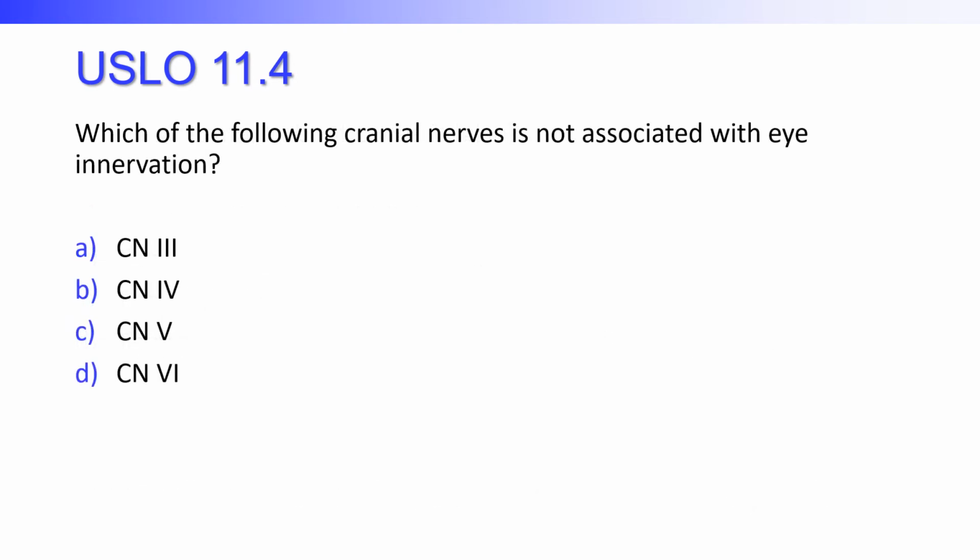Which of the following cranial nerves is not associated with eye innervation? So all of these except one. Who is not the one? Is it cranial nerve 3, cranial nerve 4, cranial nerve 5, or cranial nerve 6? Well, it would be cranial nerve 5. Although it has an ophthalmic division, that ophthalmic division is just used to describe the region of the face that it provides innervation to. It has no innervation to the eye.